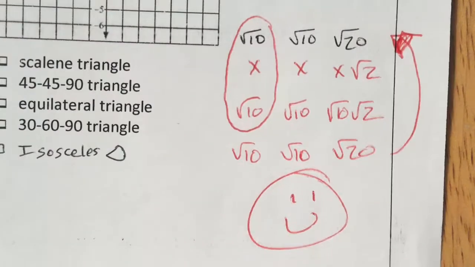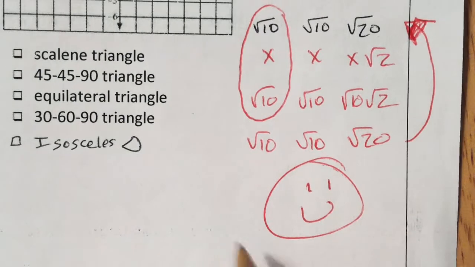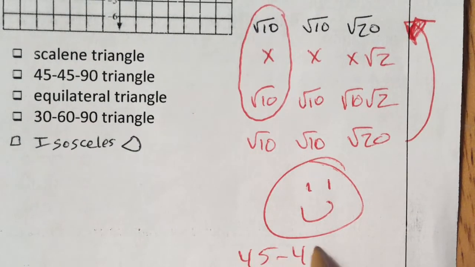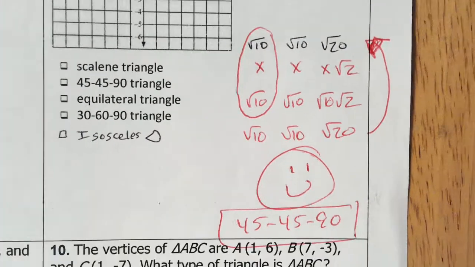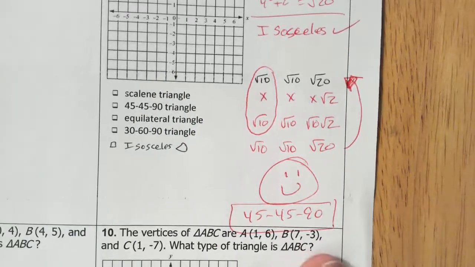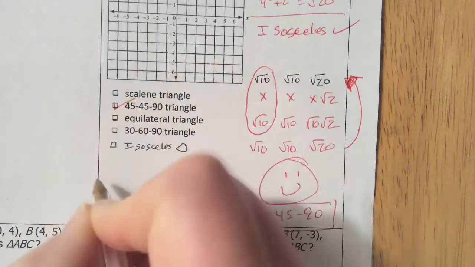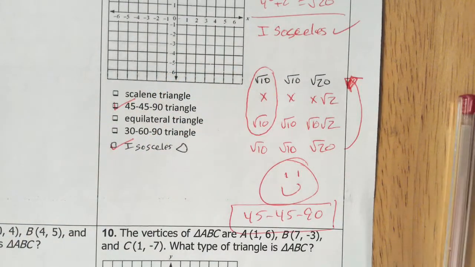So that's happy. That means this is also a 45, 45, 90 triangle. So this was 2 different things: it's a 45, 45, 90, and it's an isosceles triangle. Awesome. You guys are in charge of page 11 and page 12. And you guys have a great and wonderful day.